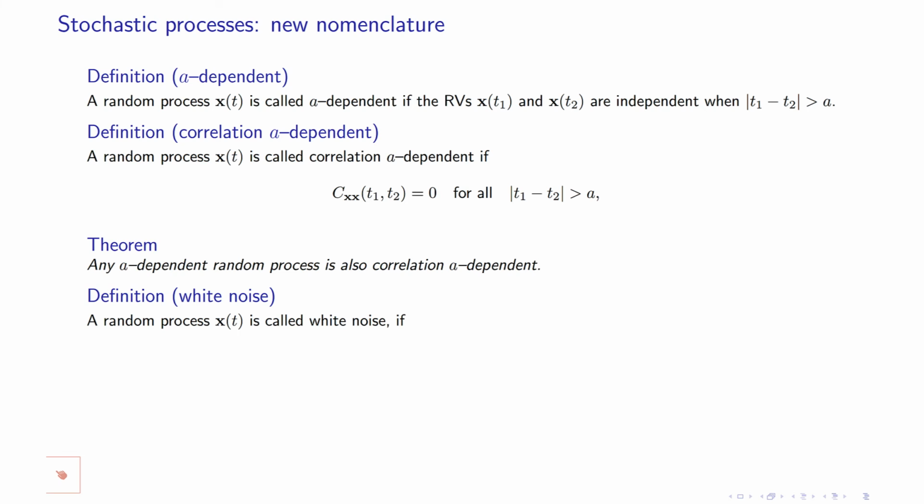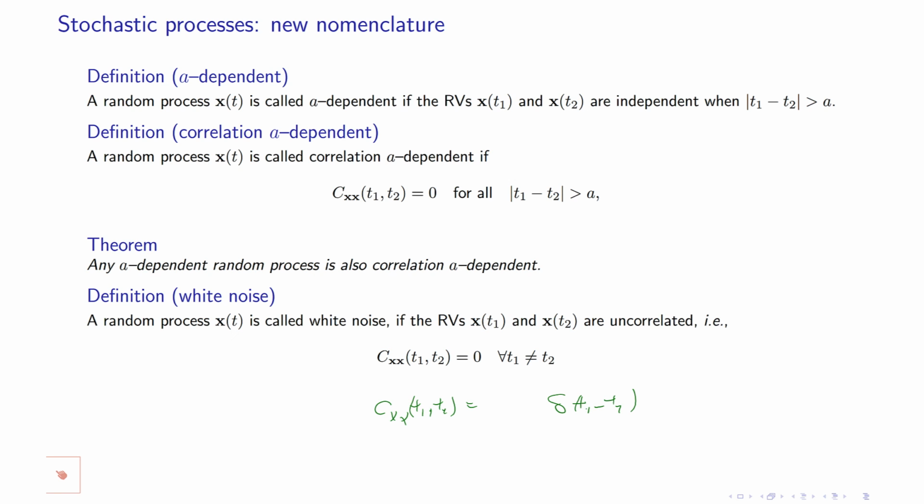Another definition, this is a very important definition: we call a random process white if the random variables x at time t1 and t2 for any arbitrary t1 not equal to t2 are uncorrelated. In other words, if you reduce a to 0 for this one, you get a white noise process. So if Cxx of t1, t2 is 0, we call it a white random process. In other words, Cxx of t1 and t2 shall be equal to a delta Dirac function of t1 minus t2 times a function, let's say q of t1. So this q is the power at time t1.